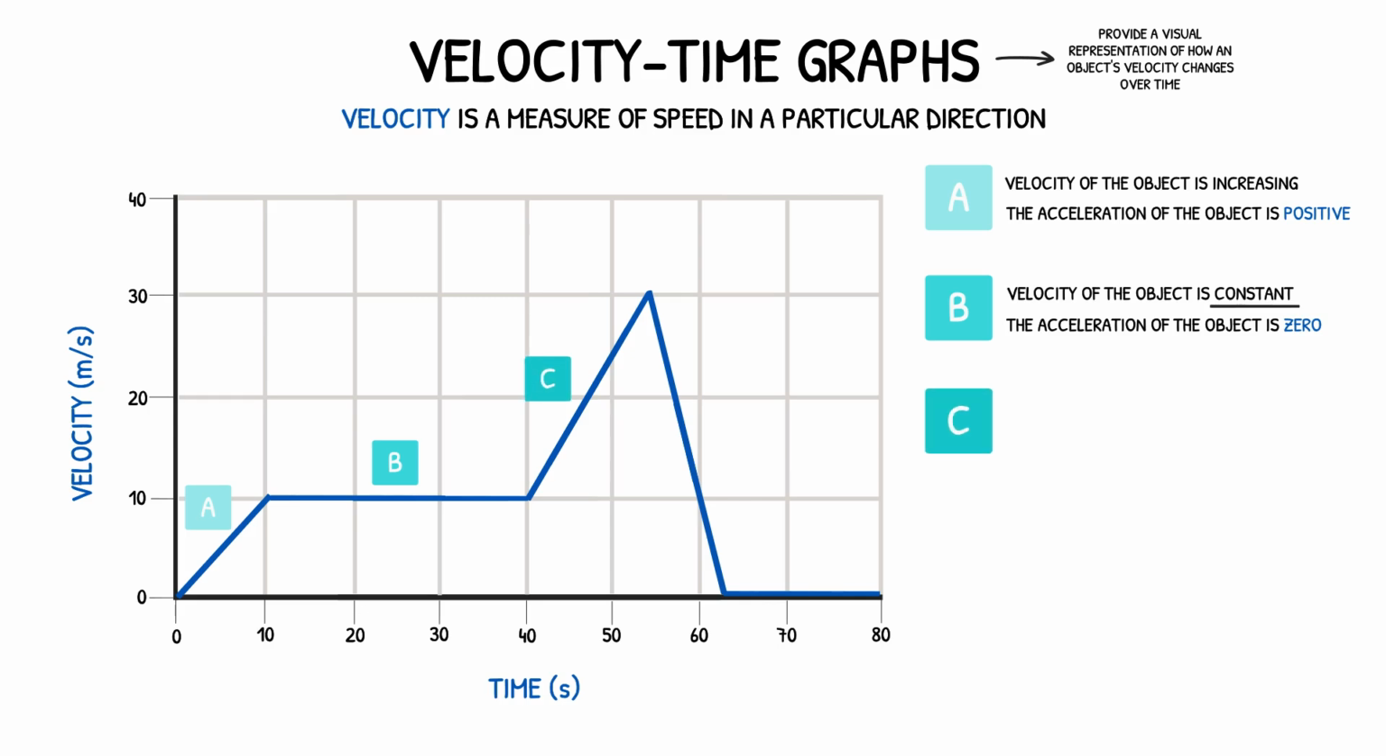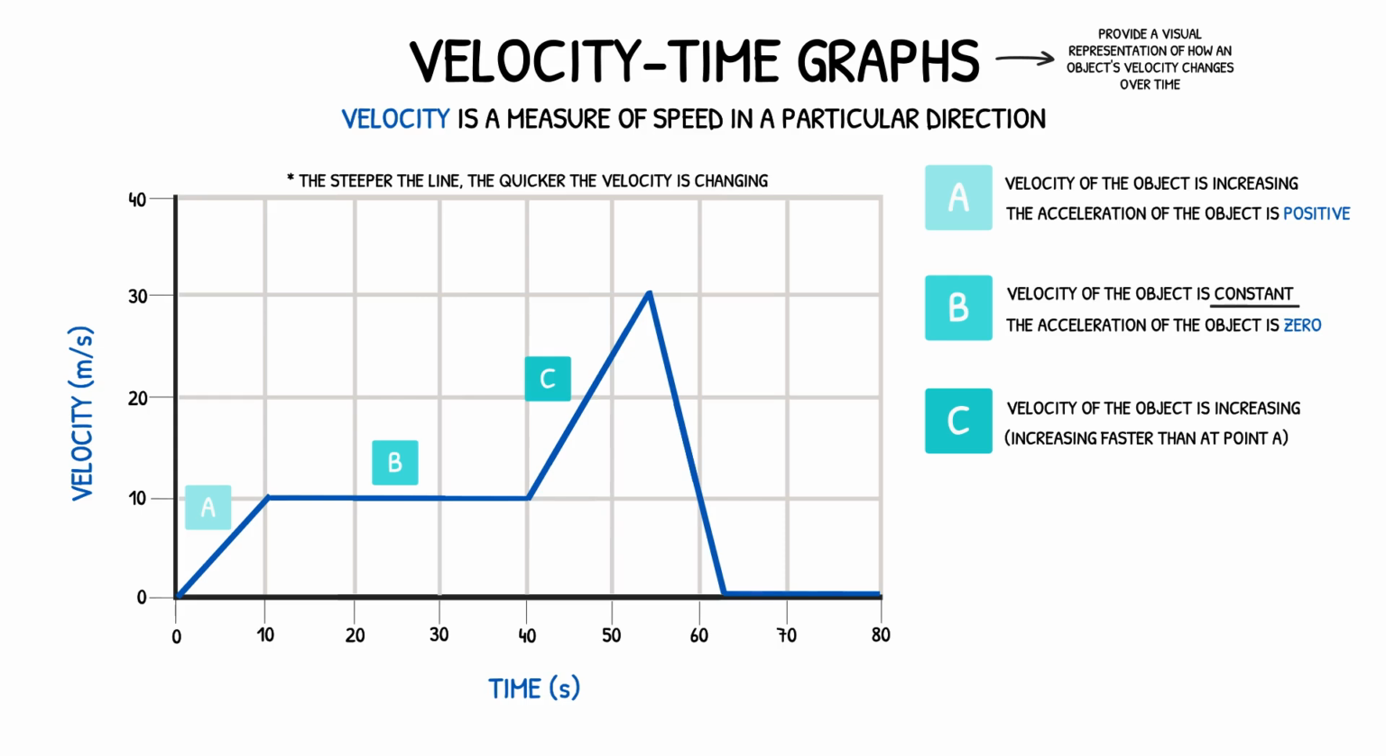At point C, we have another upward sloping straight line. Much like at point A, this line indicates that the velocity of the object is increasing. However, at this point in the journey, the velocity of the object is increasing much faster than it was at point A. We can identify this by looking at the steepness of the line. The steeper the line on a velocity time graph, the quicker the velocity is changing.